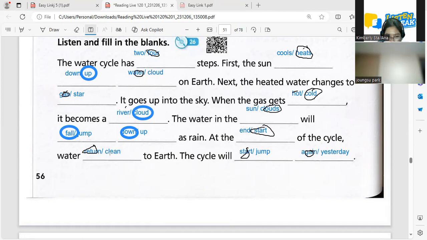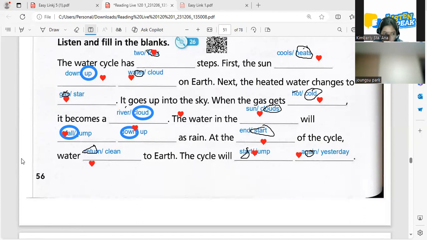Water returns to Earth. The cycle will start again. Very good. Good work, Jimin. See? You did all of this. That's amazing. So let me put some hearts on your answers. That's so cool. Now, Jimin, we're done with this part.